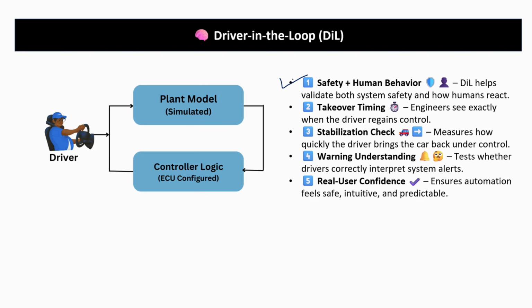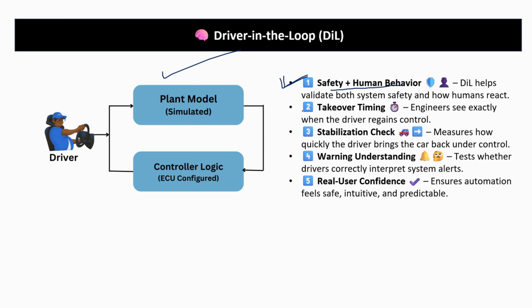Safety and validation. DIL testing also plays a critical role in functional safety and human factors validation. When developing ISO 26262 compliant ADAS or autonomous systems, you must prove not only that the system works but also that it interacts safely with human behavior.